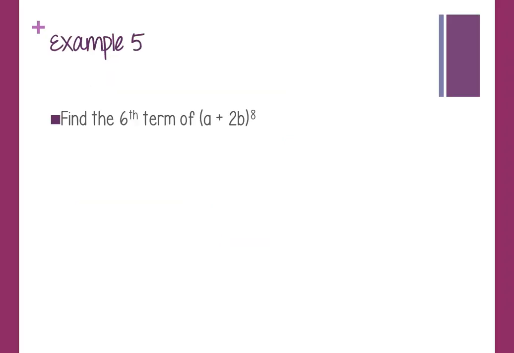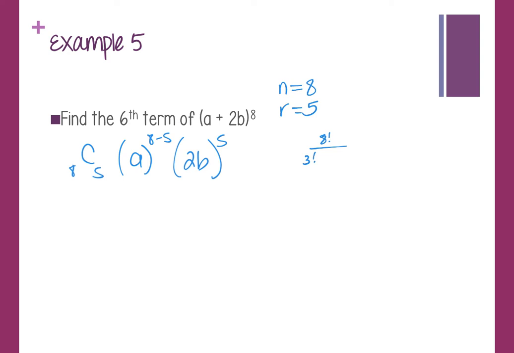All right, so the 6th term of (A + 2B) to the 8th. First of all, what's my n here? 8. And if it's the 6th term, r is 5. So C(8,5), A to the 8 minus 5, and (2B) to the 5th. So my 8 factorial over 3 factorial times 5 factorial becomes 8, 7, 6, 5 factorial over 5 factorial, 3, 2, 1. The 5 factorials cancel. 2 goes into 6 3 times, and then the 3s cancel. So 56 is your binomial coefficient.